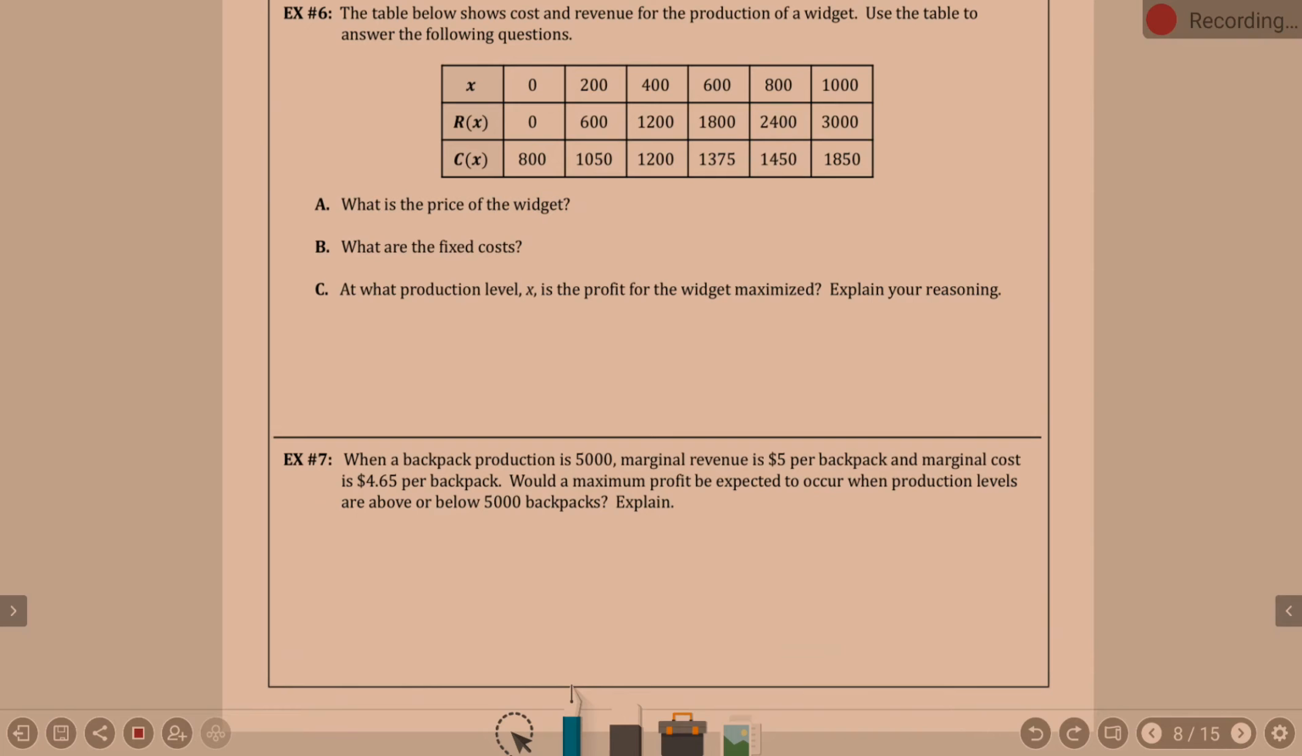Okay, 6. The table below shows cost and revenue for the production of a widget. Use the table to answer the following questions.